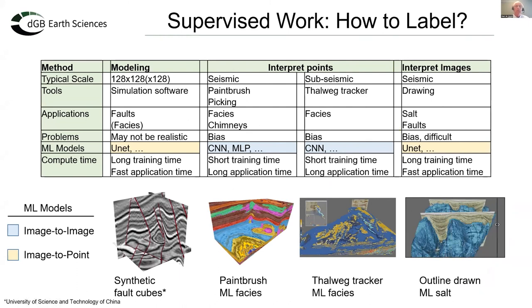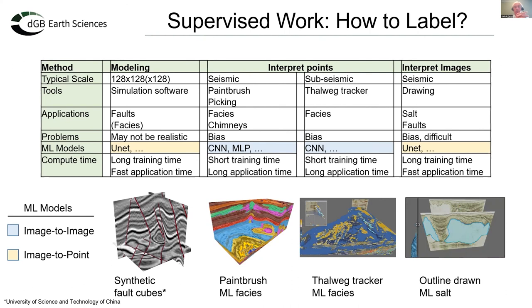And we have seen different methods over the last couple of days of supervised methods. Basically, in seismic interpretation, there are two main things that you can do to create the labels that you need for supervised work. On the one hand, there is simulation. So can you model the actual problem? If you can, then that can work very well, as we have seen from fault interpretations. Most trained models have been trained initially on synthetic fault cubes. And typically, these are of a shape 128 by 128 by 128 samples.